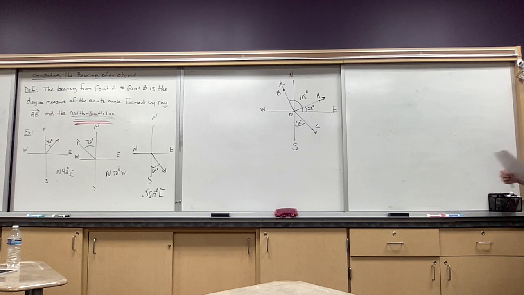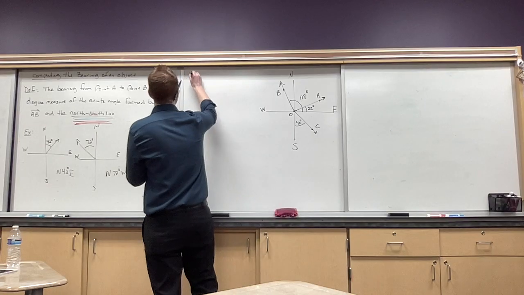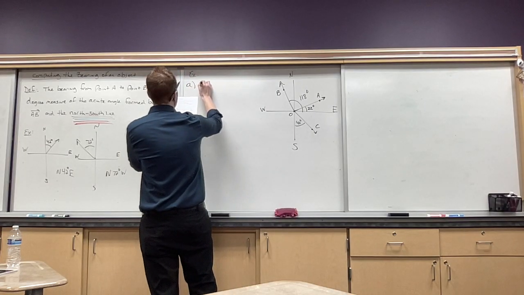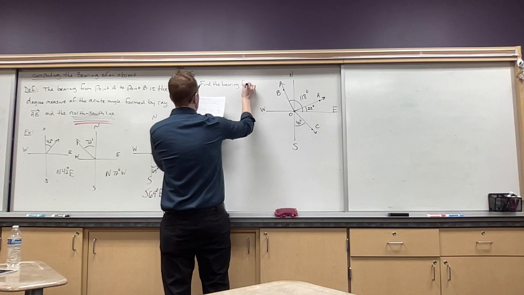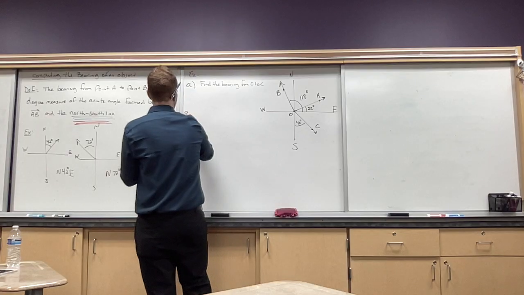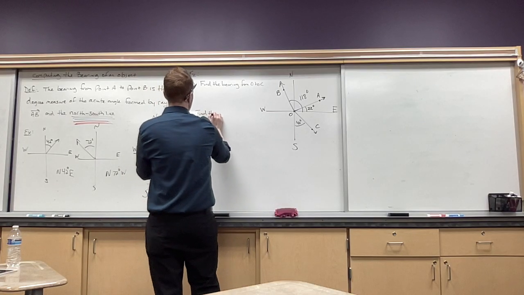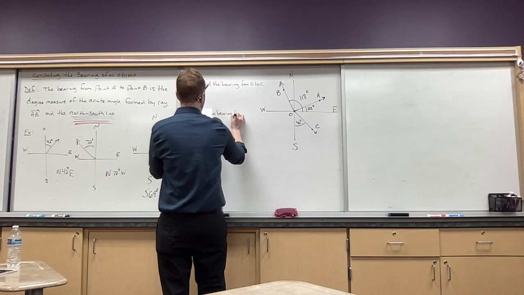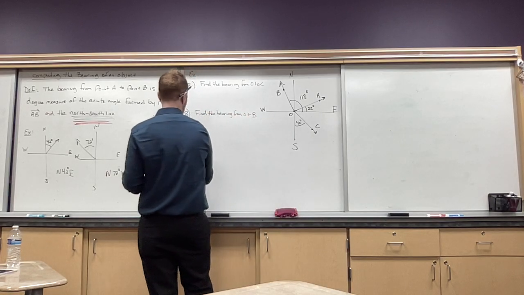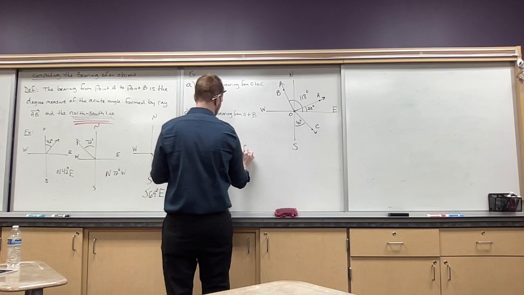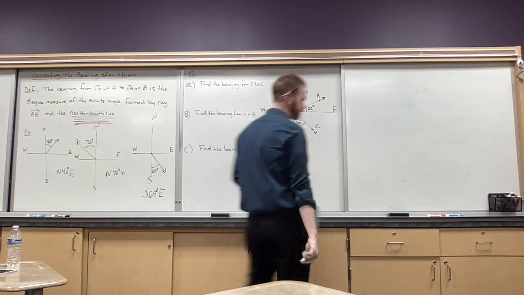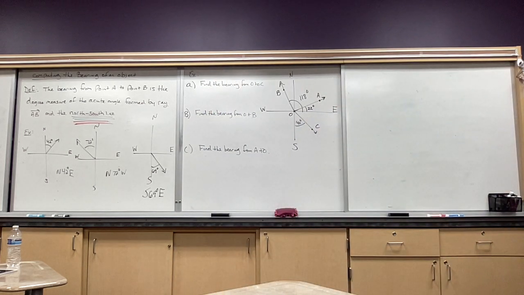And here are the questions. Part A is going to say, find the bearing from O to C. Part B, find the bearing from O to B. And part C, find the bearing from A to O. Okay? So when it says that, I'm going to have an answer of north or south, some degree measurement, and then east or west. Okay?